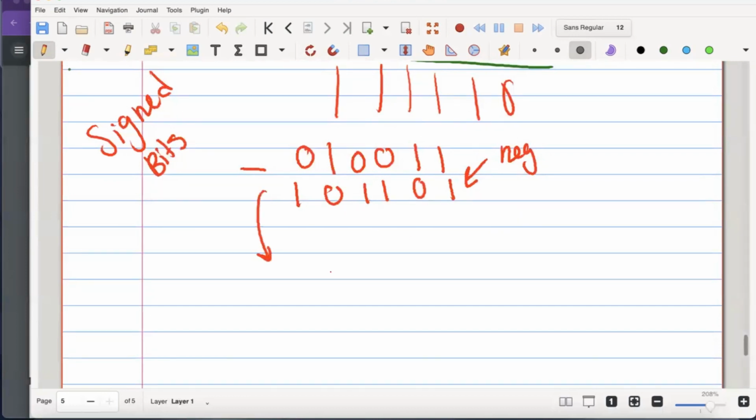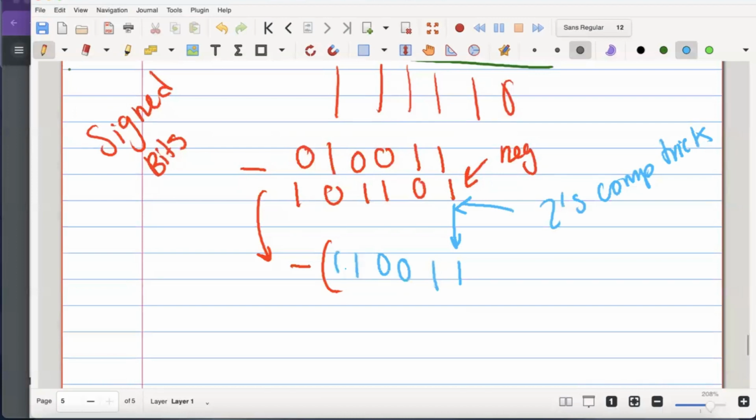So let's just bring this down here. This is negative, so we take the 1's complement and we add 1. Or another trick for taking the 2's complement is that you go up the number until you find the first 1, and you keep it the same. And then for the rest, you take the 1's complement. So this is going to be 1, 0, 0, 1, 0.